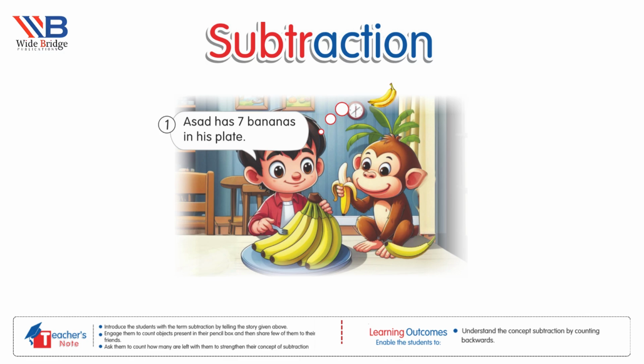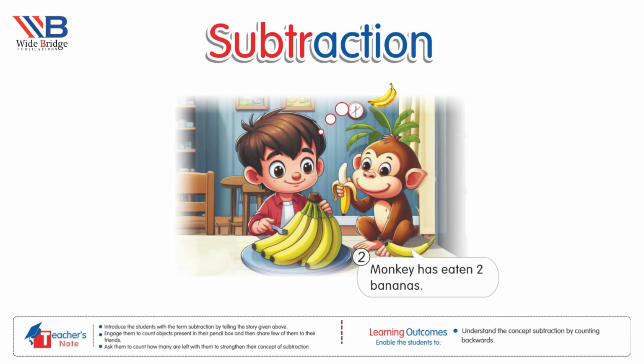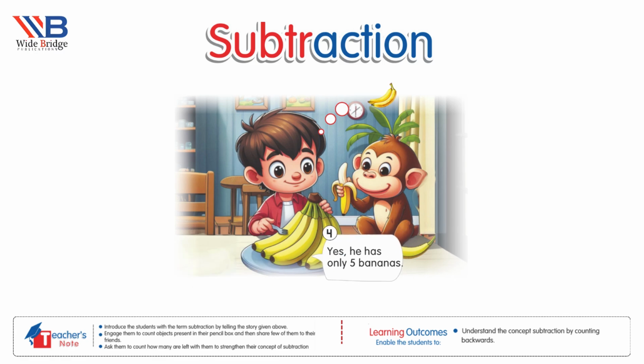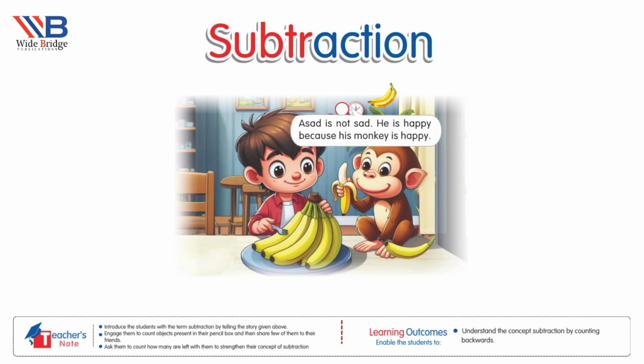Asad has 7 bananas in his plate. Monkey has eaten 2 bananas. Now, how many bananas in his plate? Yes, he has only 5 bananas. Asad is not sad, he is happy because his monkey is happy too.